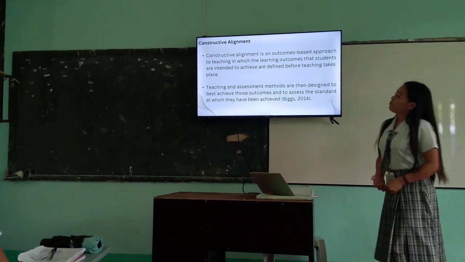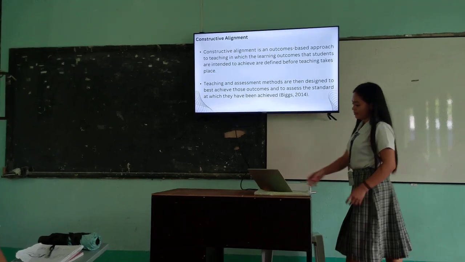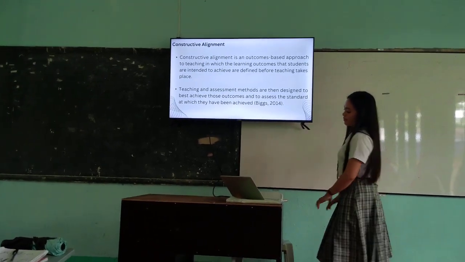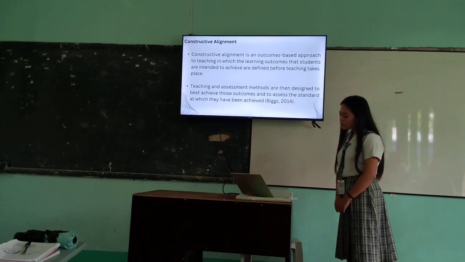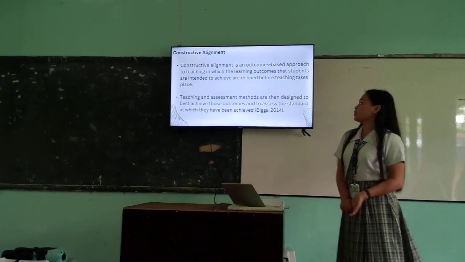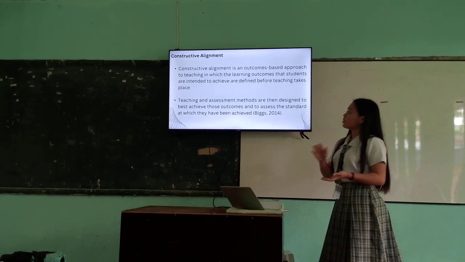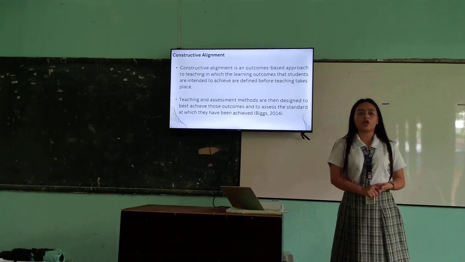So please read, everyone. Constructive alignment is an outcome-based approach to teaching in which the learning outcomes that students are intended to achieve are defined before teaching takes place. So, in constructive alignment, dapat yung outcome mo is naka-align sa learning objectives mo.